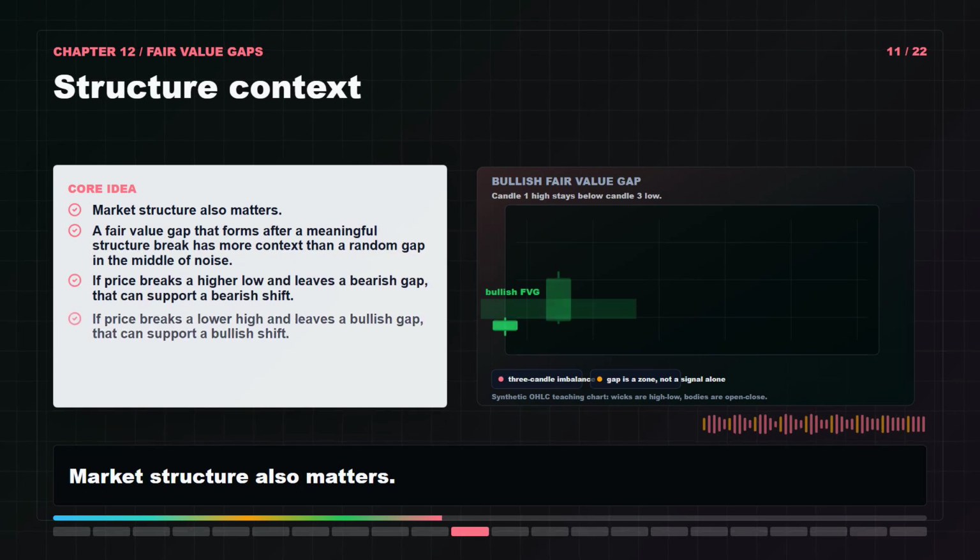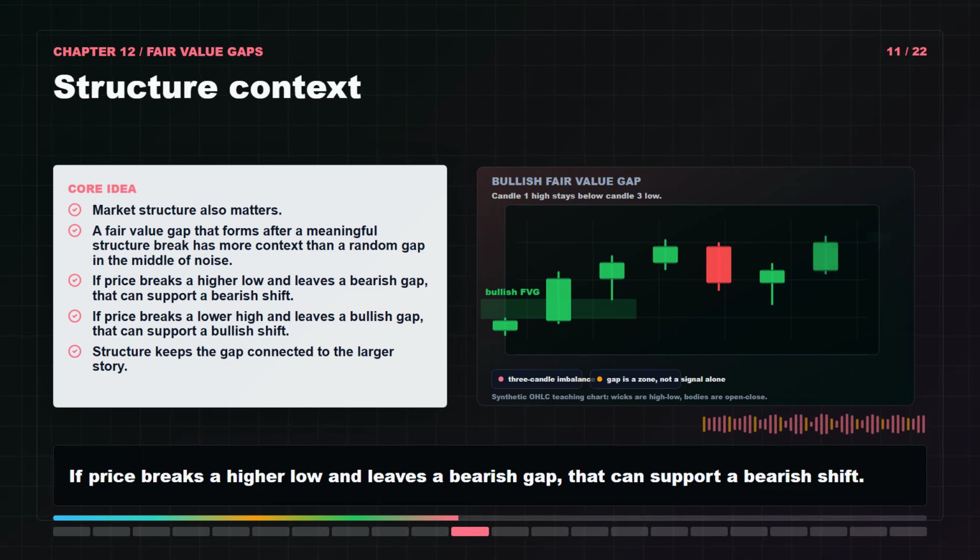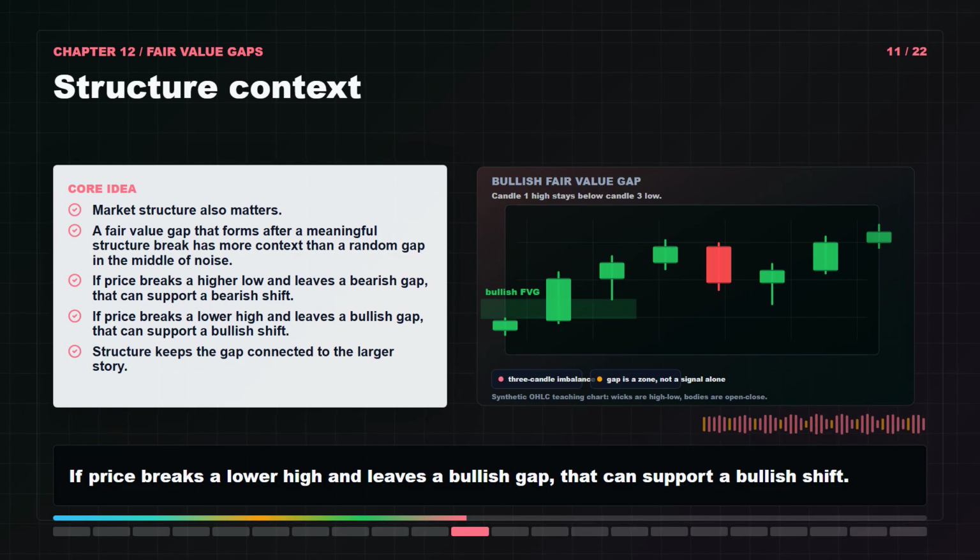Market structure also matters. A fair value gap that forms after a meaningful structure break has more context than a random gap in the middle of noise. If price breaks a higher low and leaves a bearish gap, that can support a bearish shift. If price breaks a lower high and leaves a bearish gap, that can support a bullish shift.